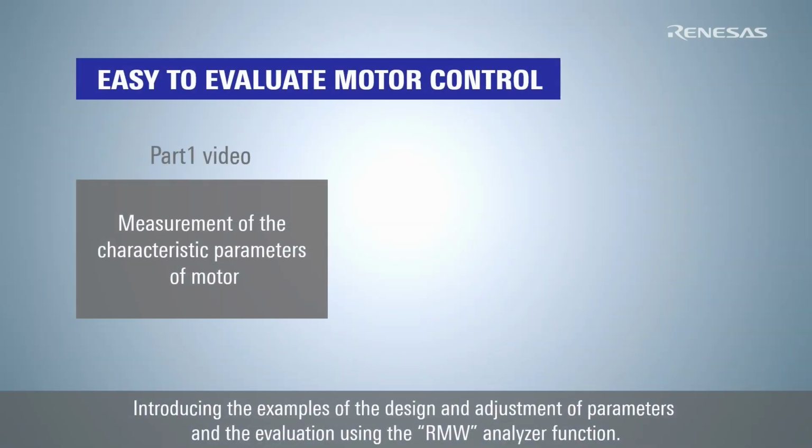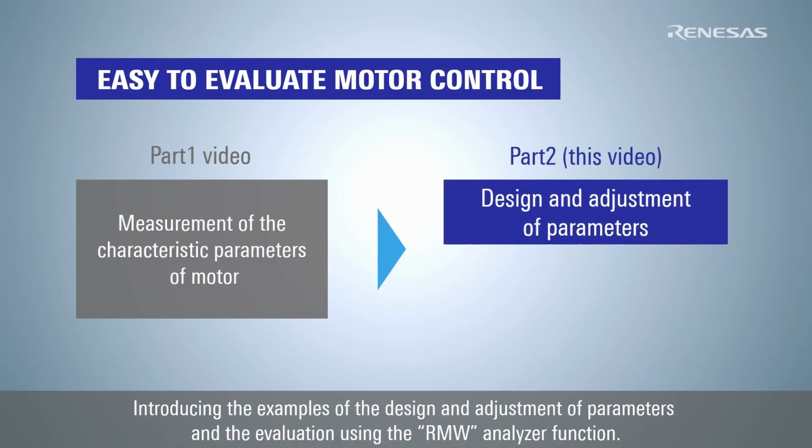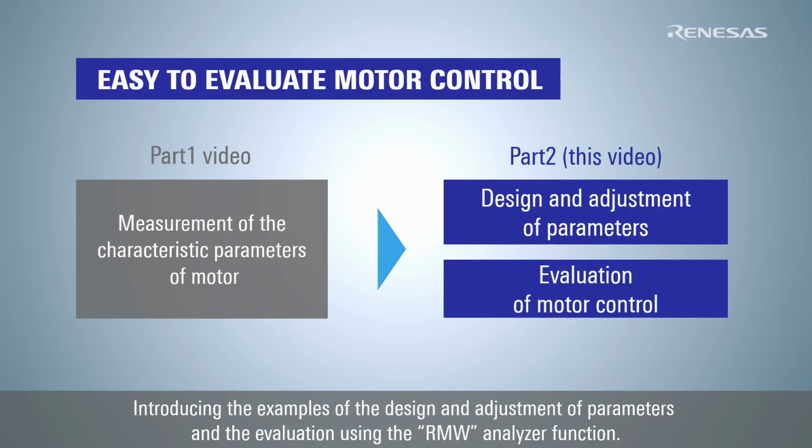The Part 1 video showed how the QE for motor, which works in conjunction with the Renesas Motor Workbench RMW, can be used to easily perform parameter tuning. This Part 2 video will show how to design and adjust the parameters and how to evaluate motor control using the RMW analyzer function by writing the program with tuned parameters to the RL78 G24.